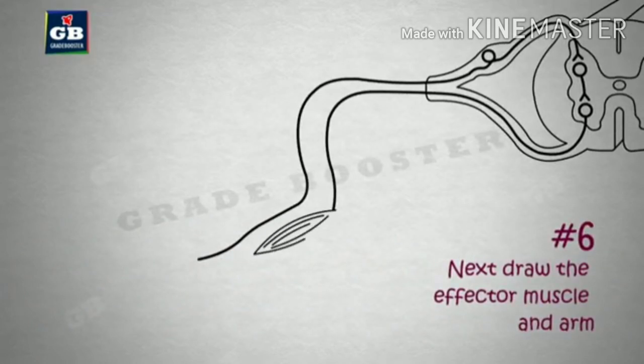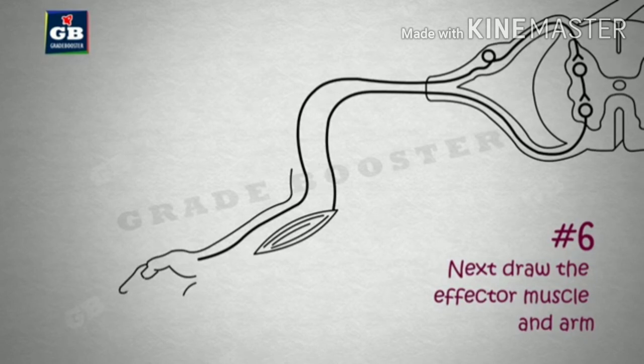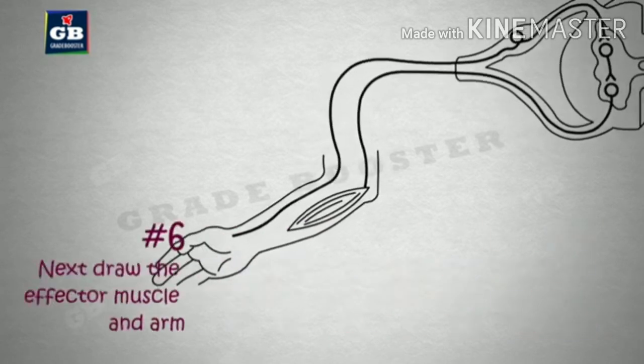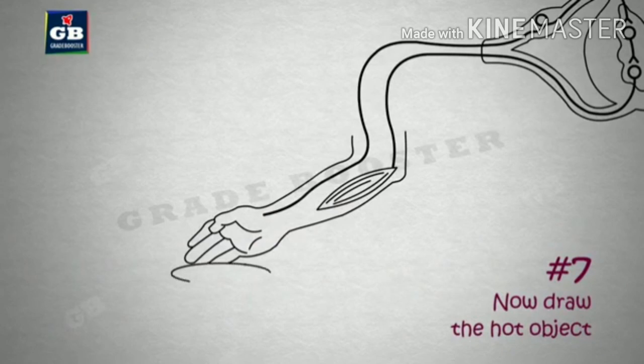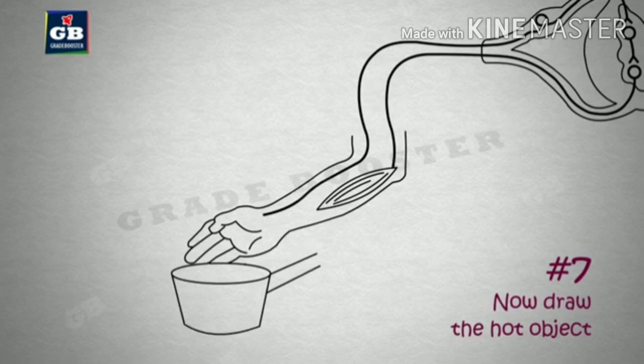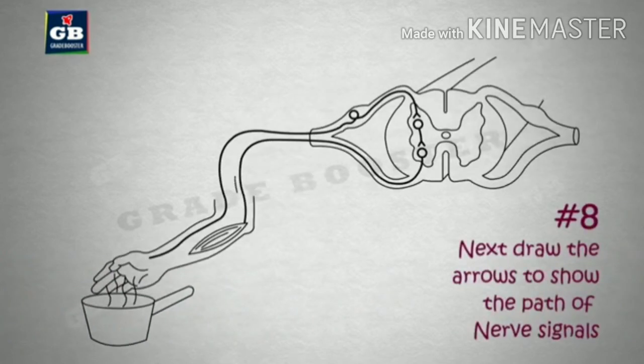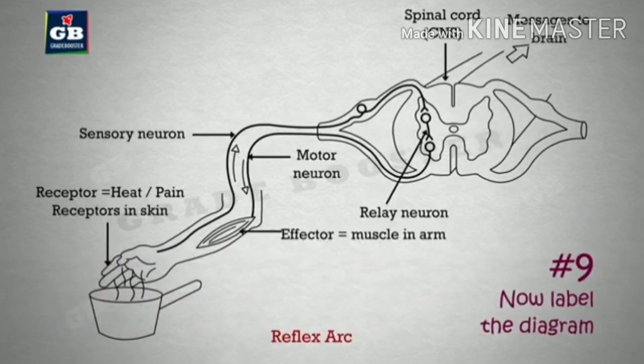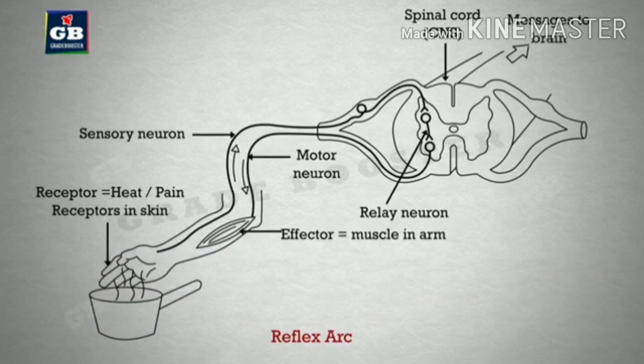Now draw the effector muscles and arms. Wow, such a nice drawing. Now draw the hot object. Next, draw the arrows to show the path of the nerve signals. Now label the parts. Your diagram is ready.